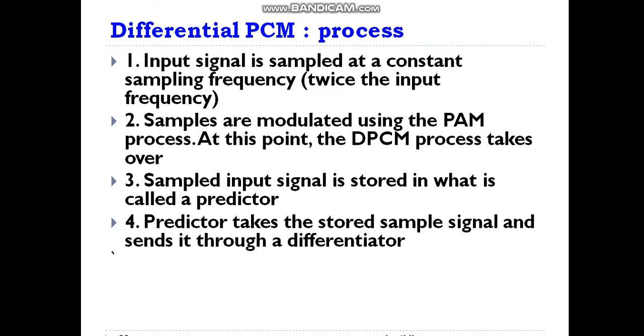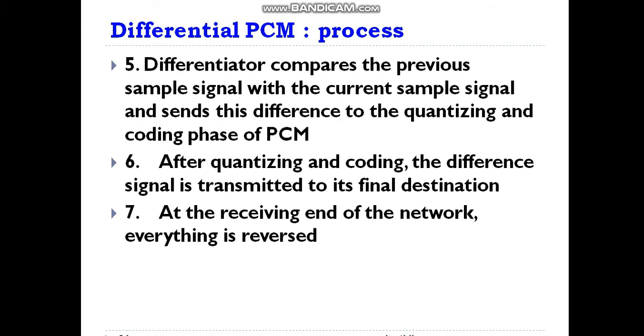Next, after sampling, the samples are modulated using the pulse amplitude modulation process. At this point only the delta processing, that is, the differential pulse code modulation process, takes over. Here the sampled input signal is stored in what is called a predictor. The predictor takes the stored sample signal and sends it to its differentiator. Next, the differentiator compares the previous sample signal with the current sample signal and sends the difference to the quantization part and coding as in the phase of pulse code modulation. Next, after quantization and coding, the difference signal is transmitted to its final destination.